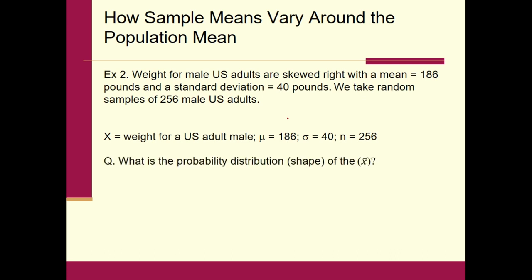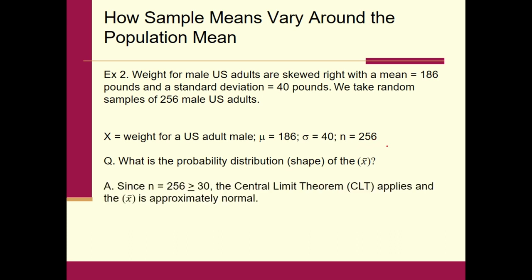Question: what is the probability distribution of the sampling distribution of X bar? Well, let's see. X isn't normal, it's skewed to the right. However, what theorem is going to apply? The central limit theorem, the CLT. We're going to abbreviate that CLT as we go forward. And when does it apply for the sampling distribution of X bar? When n is greater than or equal to 30. What's n here? 256. So that's what I wrote there. What does that mean? That the sampling distribution of X bar is approximately normal.